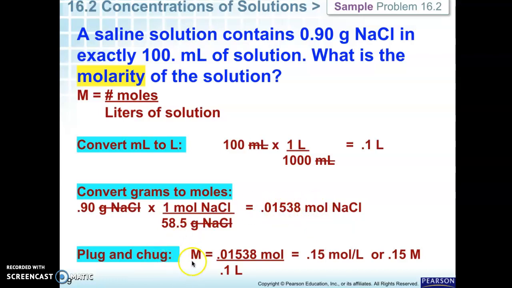Okay, so then to find molarity, I just put my moles, because this is moles, that's the same thing as there, over my liters, which is right here, and just divide those two, and I end up getting 0.15 moles per liter, or 0.15 M. You can use either unit to express molarity. Molarity is moles per liter, but you can use capital M to represent that. It's faster, that's why we do that.